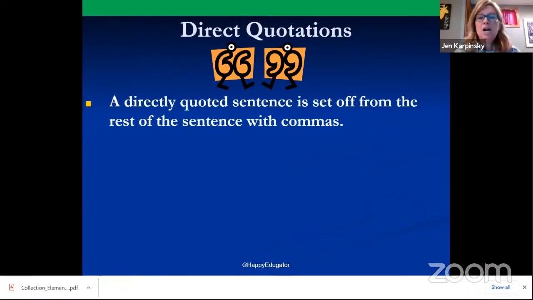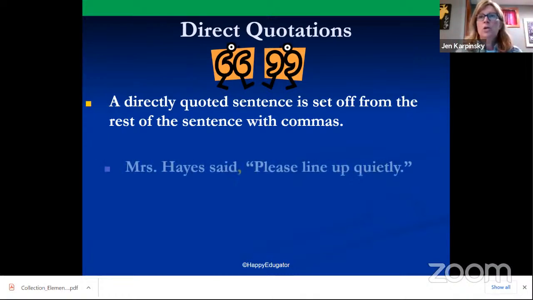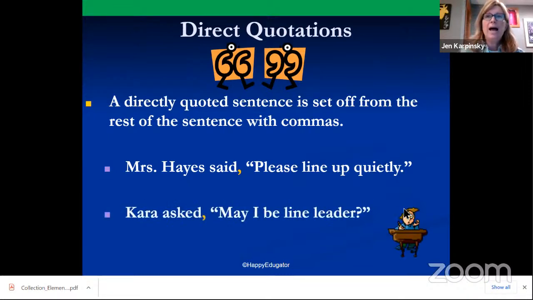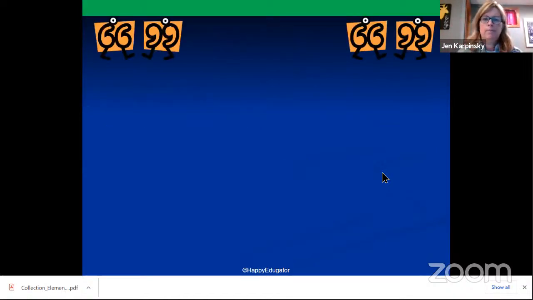A directly quoted sentence is set off from the rest of the sentence with commas. Okay, this is where things start to get a little more tricky. So pay particular attention here. We're going to use commas to set off other words from the quoted part. Mrs. Hayes said, comma, "Please line up quietly." Kara asked, comma, "May I be line leader?" Again, you see the capitals at the beginning, you see the commas, and you see that the direct quotation is within the quotation marks.